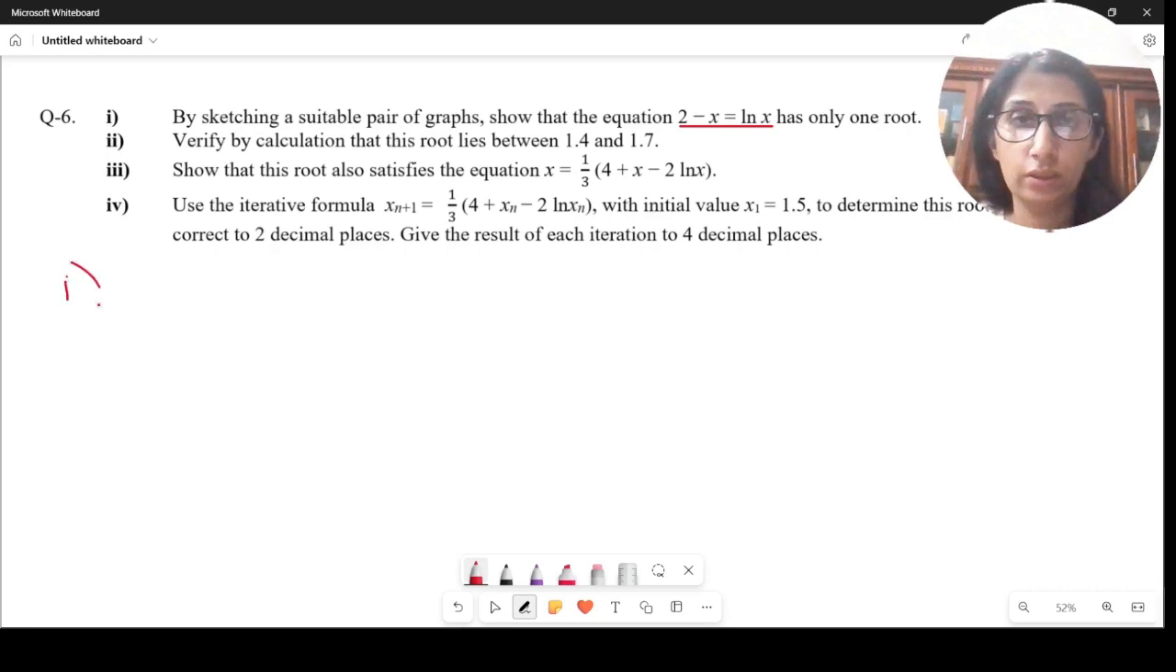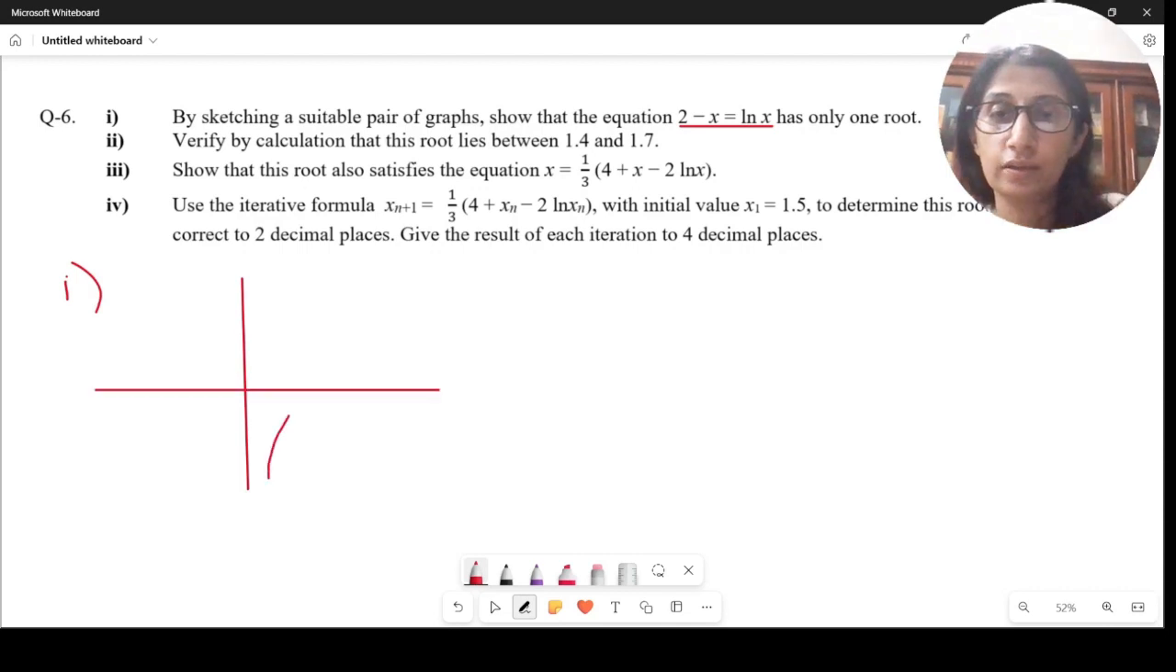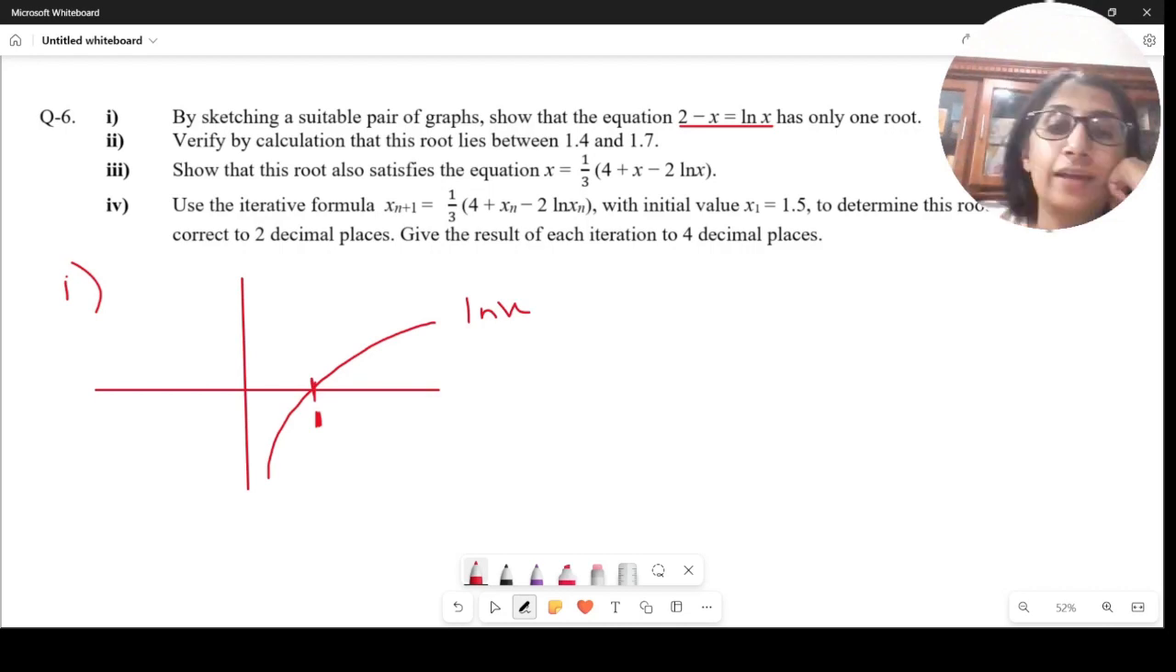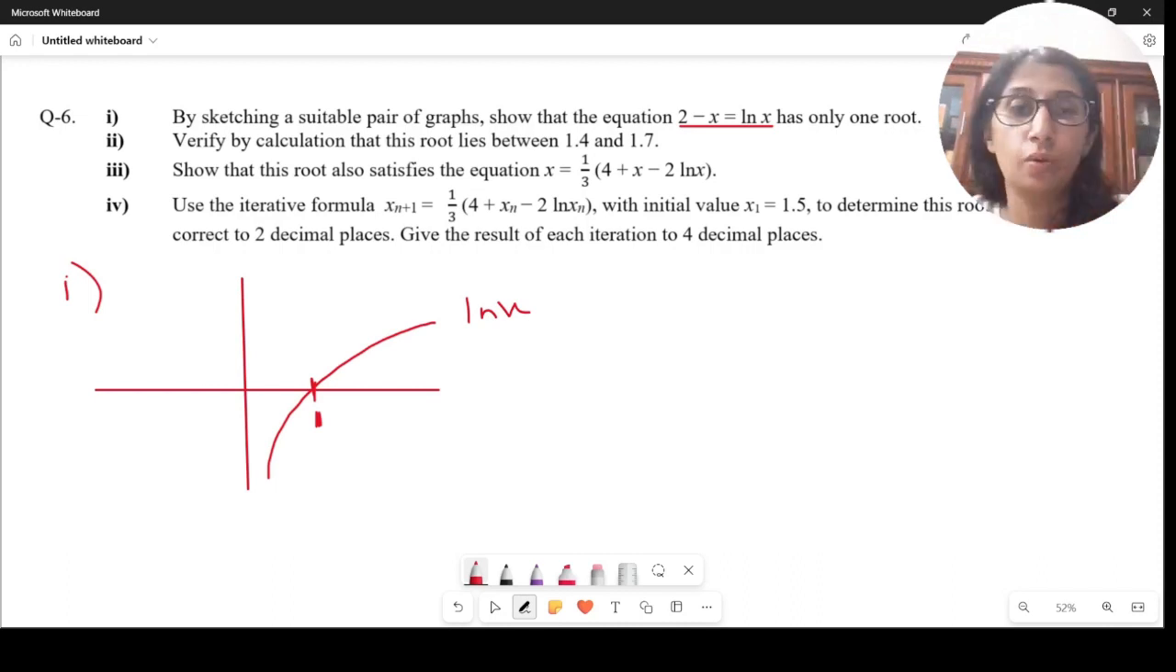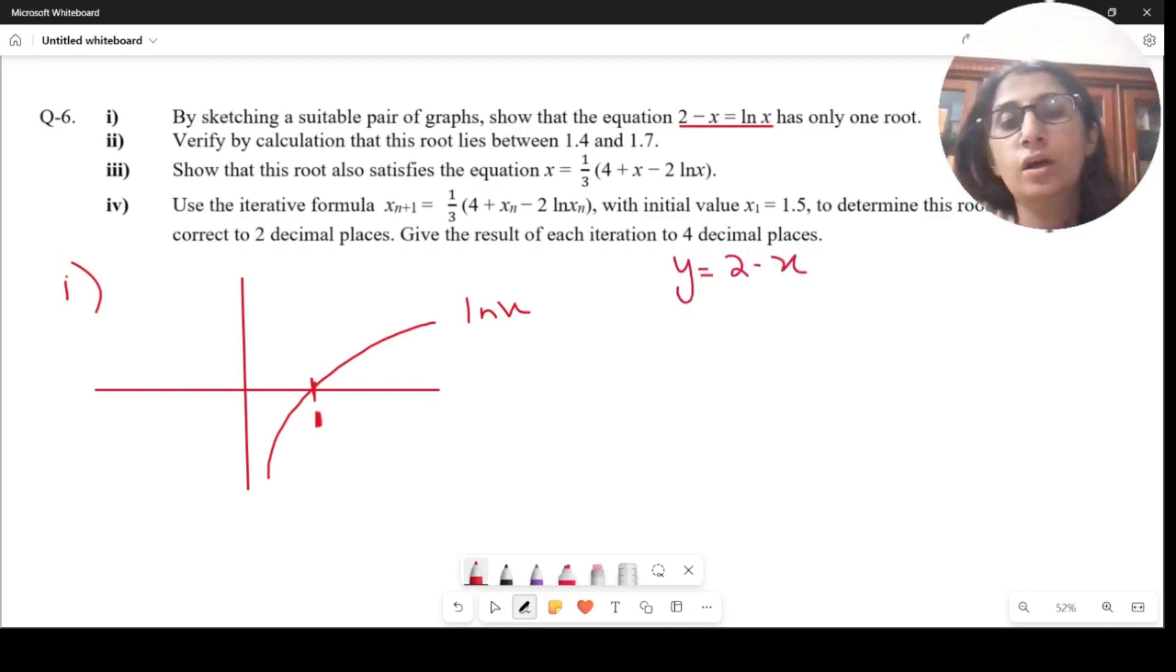So let's sketch ln x first. Ln x goes like this. This is the graph of ln x, and this would be 1 here, because ln 1 is 0. Now we have to sketch the graph of y equals 2 minus x. I know it's going to be a falling line, and its y-intercept is going to be 2. So it's going to be a line like this. It passes through 2 and 2 here.